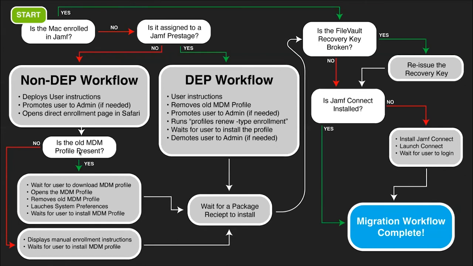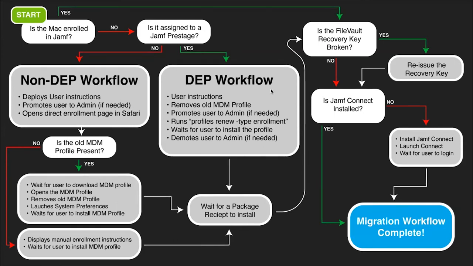However, if that old MDM profile is present, then we're going to wait for the user to download the MDM profile from the page where they click download. We're then going to launch that MDM profile, remove at this point the old MDM profile through a command. We can either do this through a profiles command, or we can do an API call through the old MDM if it's a non-removable profile. Then we're going to launch system preferences and wait for the user to install the MDM profile. Once they have installed, we move on to the next step.